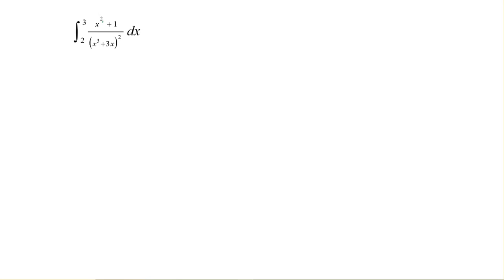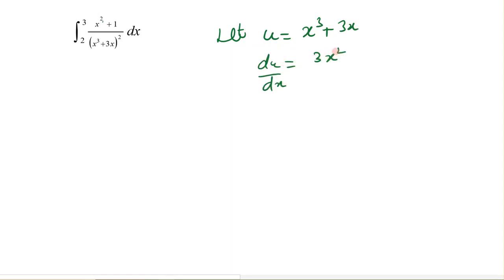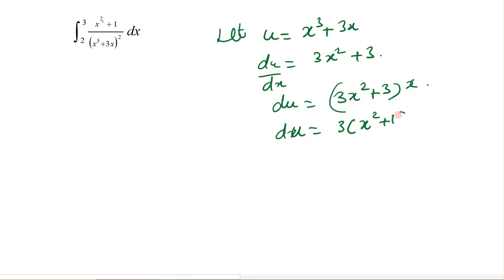So we have the integral of x square plus 1 over the power x cube plus 3x, right? So u is equal to x cube plus 3x. So du over dx would be 3x square plus 3. And from here, du is equal to 3x square plus 3 times dx, or in other words, you can take 3 as a common factor out. So 3 times x square plus 1 dx.